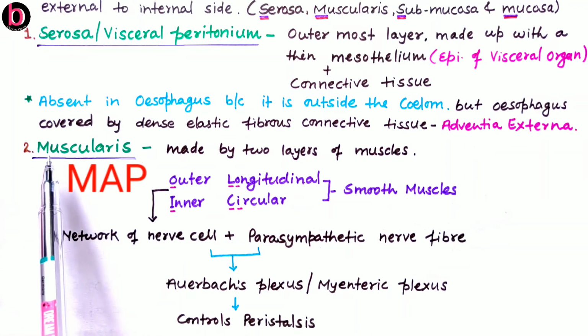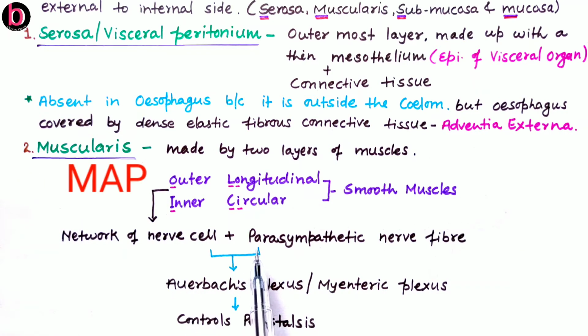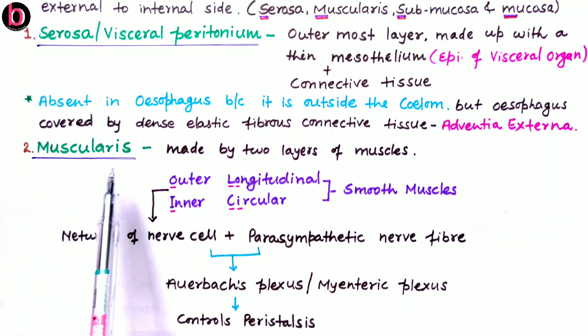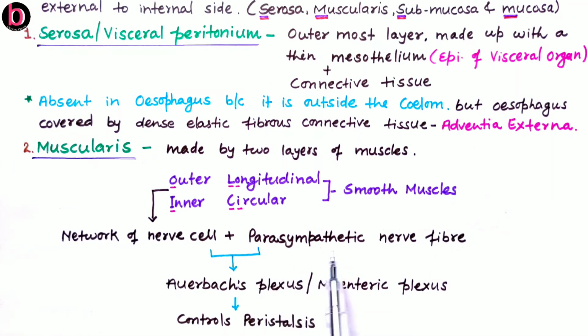So M here in MAP, M is for muscularis, A is for Auerbach's, and P is for parasympathetic nervous system, or you can say M for mesenteric also. So M, A, P. Which nerve fiber or which nervous system is connected with this muscularis layer? So this is parasympathetic. And what is the name of the network? This is Auerbach's plexus or mesenteric plexus. So by the trick MAP, again M for muscularis, A for Auerbach's plexus, and P for parasympathetic nerve fiber.